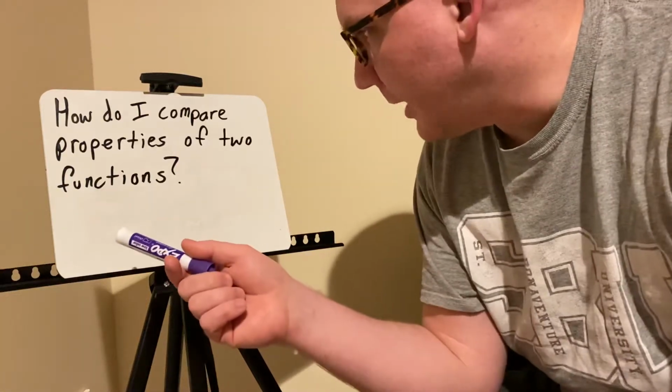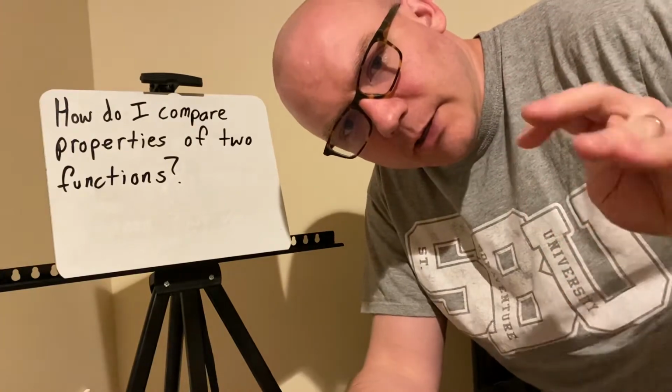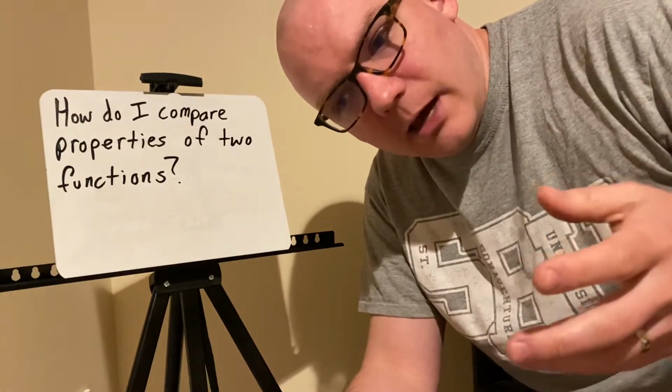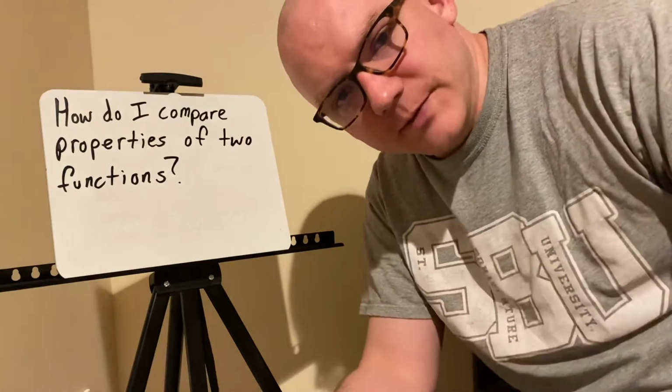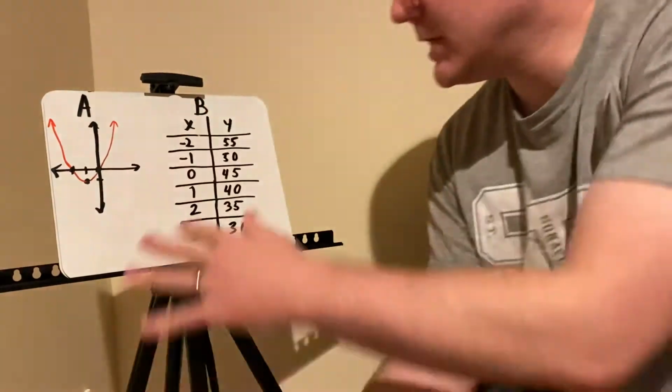How do I compare properties of two functions? Specifically, we're going to look at a linear and a quadratic function here, but you could compare them with exponential too, and in two different forms. One's going to be a graph, one's going to be a table. And here we have function A and function B.